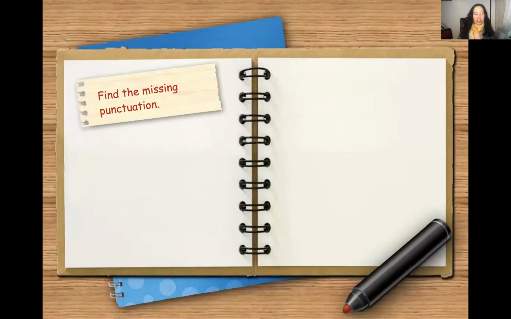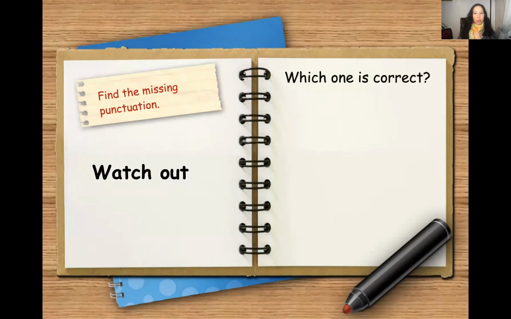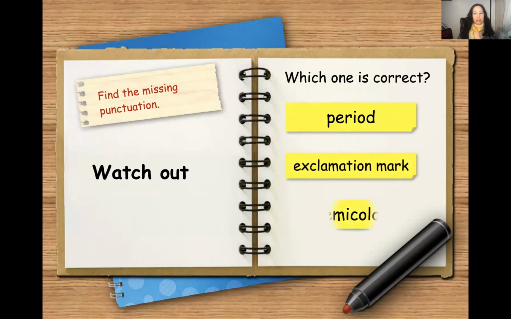Find the missing punctuation. Watch out. Which one is correct? Period, exclamation mark, or semicolon. Okay. Now, bonus. If someone says watch out, do we just say watch out or do we say watch out!? Which one? Exclamation mark. Remember, it's an interjection.